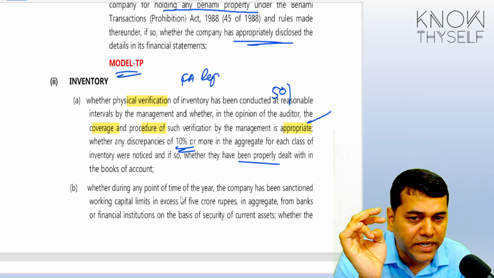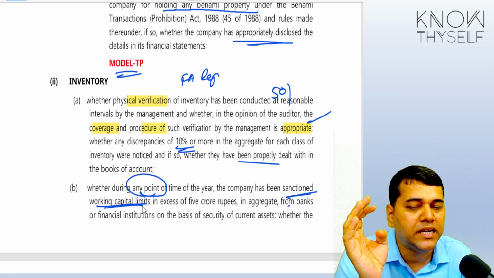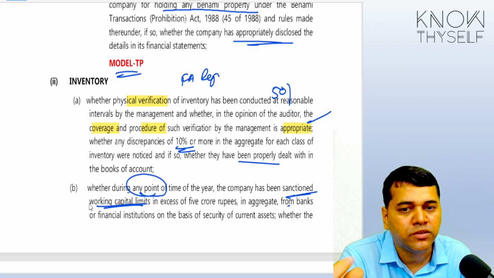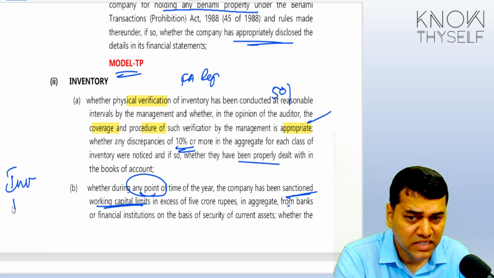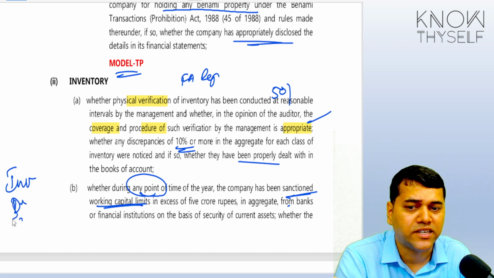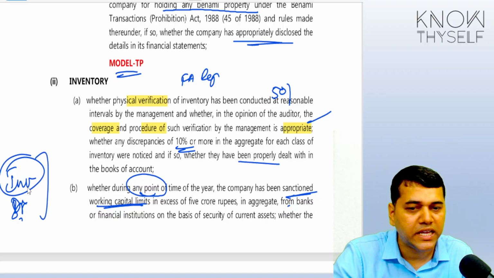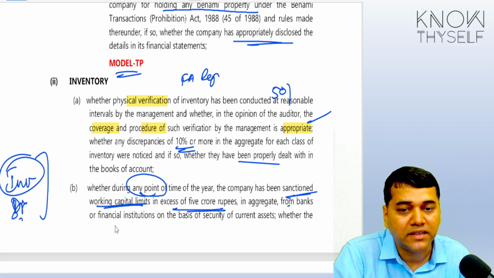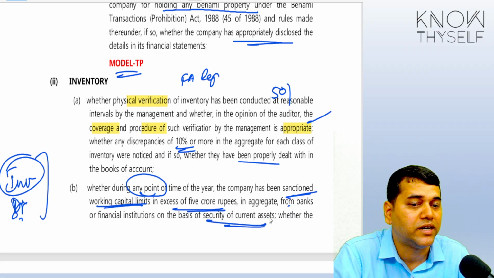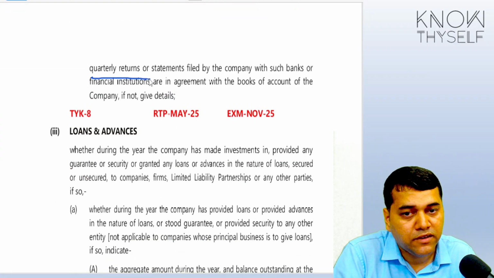Whether during any point in time, have you been sanctioned working capital limits? Why is it connected with inventory? Because working capitals are generally given based on the inventory what you have, debtors and stock. So based on your pledging of the inventory, some working capital must have been given. Is it in excess of 5 crore rupees in aggregate from the banks and financial institutions based on the security of the current assets? If yes, then whether the quarterly statements are in agreement with the books.